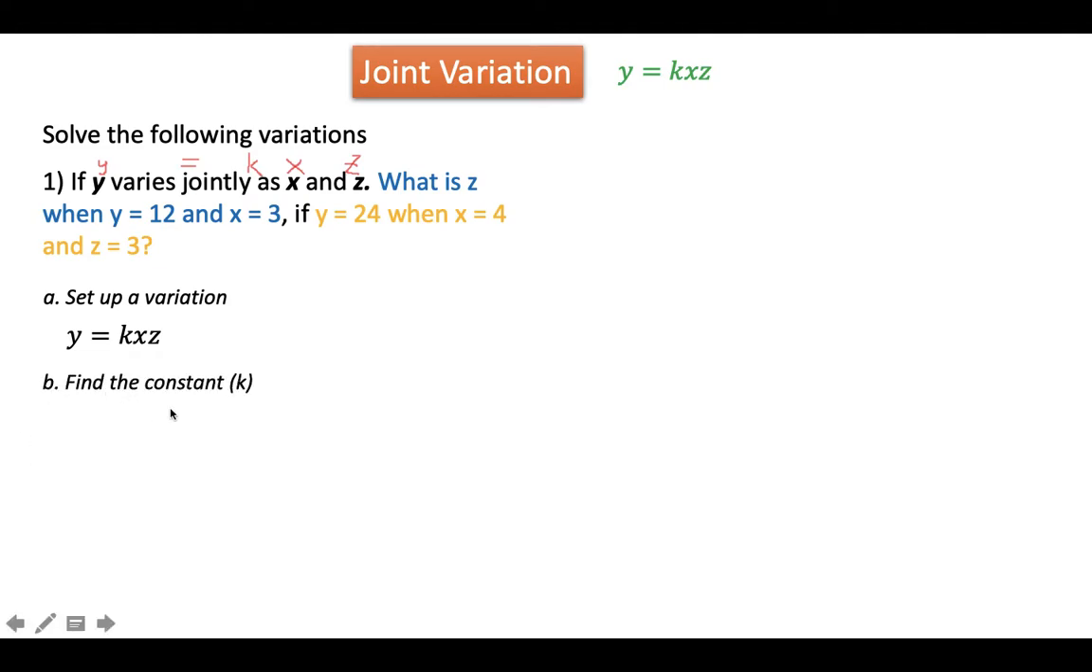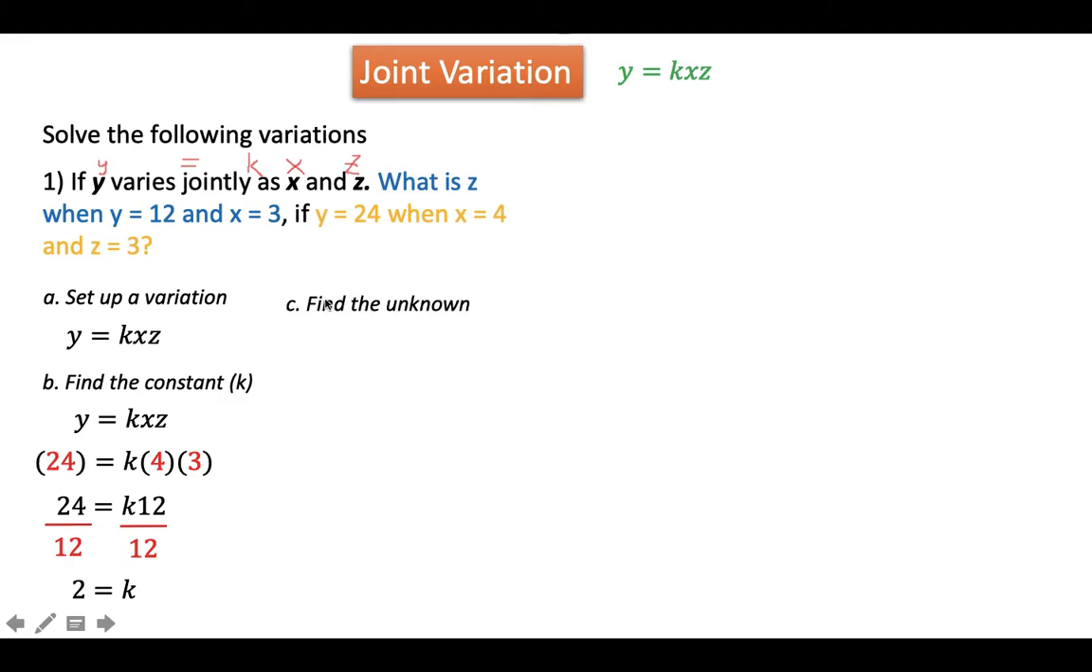Second step, we're going to find the constant k using, of course, the given with a complete set of given values. Is it the blue or the yellow? I think it is the yellow. Y is 24 when x is 4 and z is 3. So using the same variation, we will just replace y by 24, x by 4, and z by 3. To find k, we will isolate k. Let us first simplify 4 times 3, and that is 12. Write down 24. Then divide both sides by 12 to isolate k. So k is left here, 12 is cancelled, and 24 divided by 12 is 2. So our k is 2.